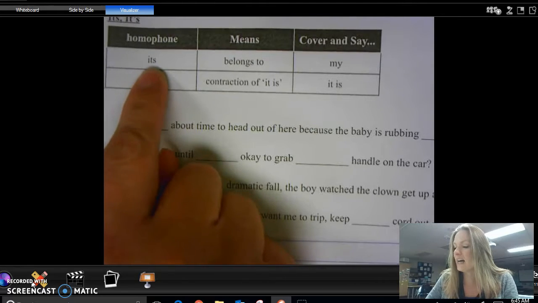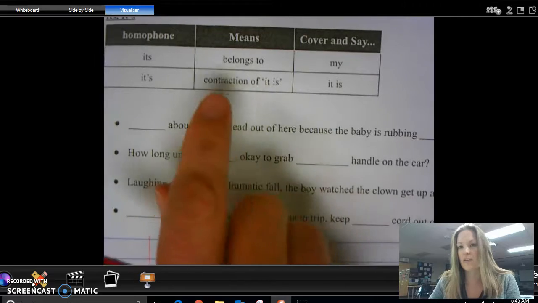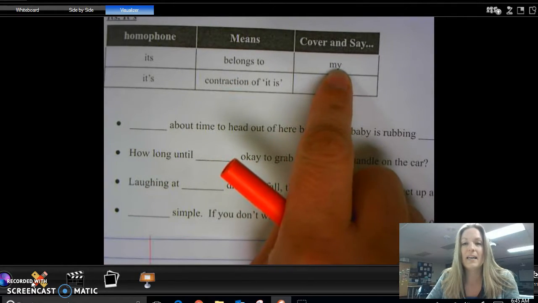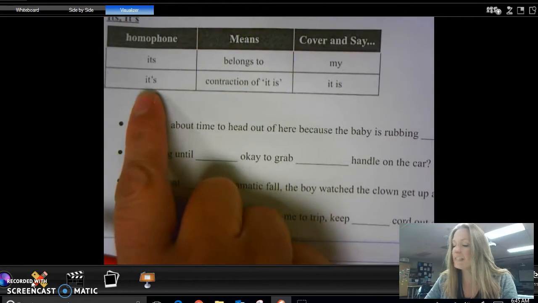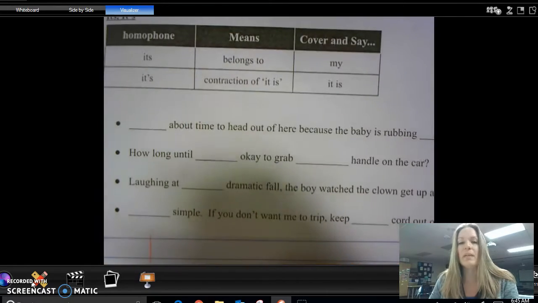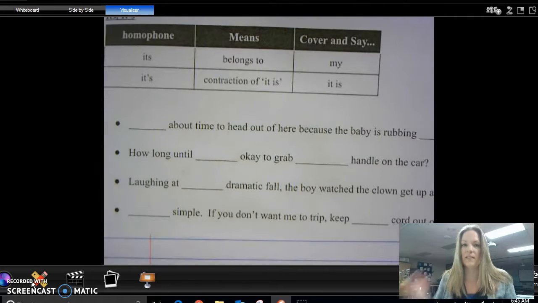Okay, so its, I-T-S, without the apostrophe means that something belongs to something. It's a possession, okay? If you cover the spot and say "my," it should make sense or be pretty close. Whereas I-T apostrophe S is the contraction for "it is," which means that when you cover it up, you should say "it is," and it makes sense.